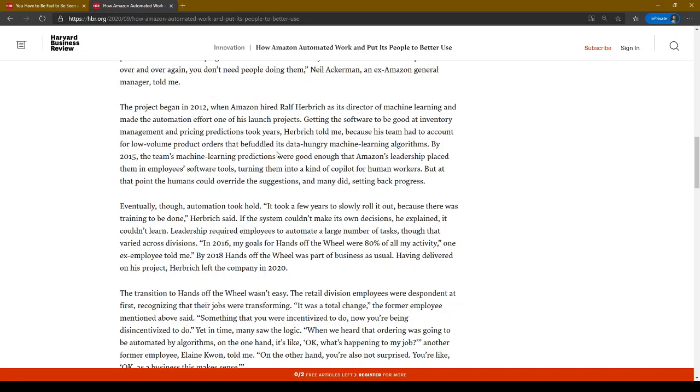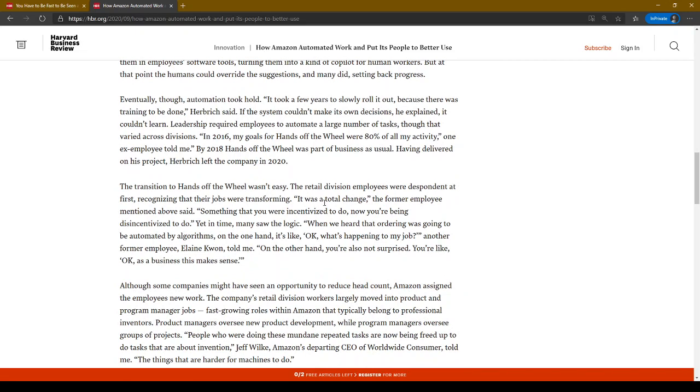By 2015, the team's machine learning predictions were good enough that Amazon's leadership placed them in employee software tools, turning them into a kind of co-pilot for the human workers. But at that point, the humans could override the suggestions, and many did, setting back progress. Eventually, though, automation took hold. It took years to slowly roll it out because there was training to be done, Herbrich said. If the system couldn't make its own decisions, he explained, it couldn't learn.